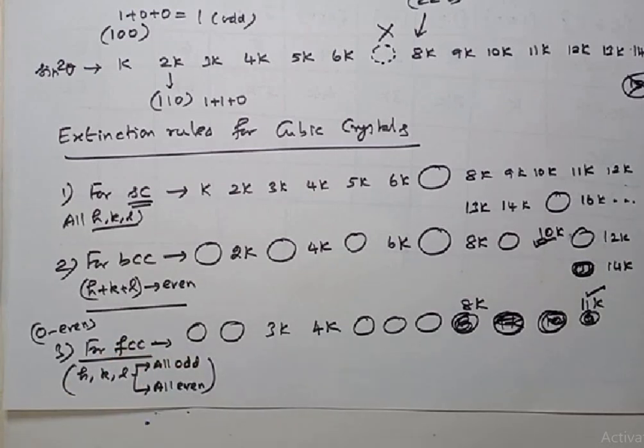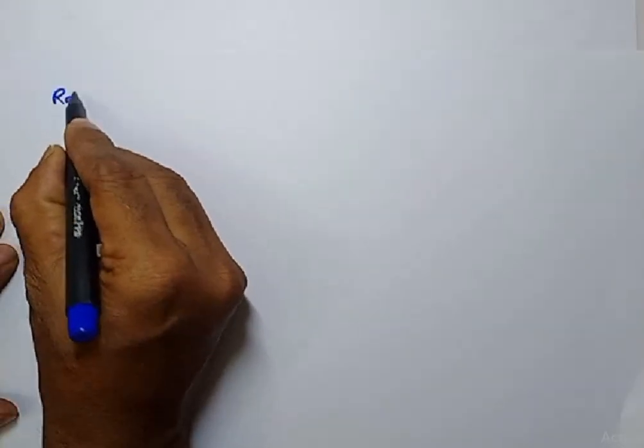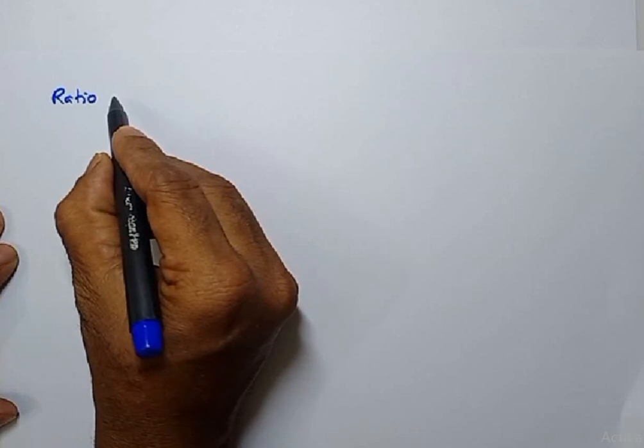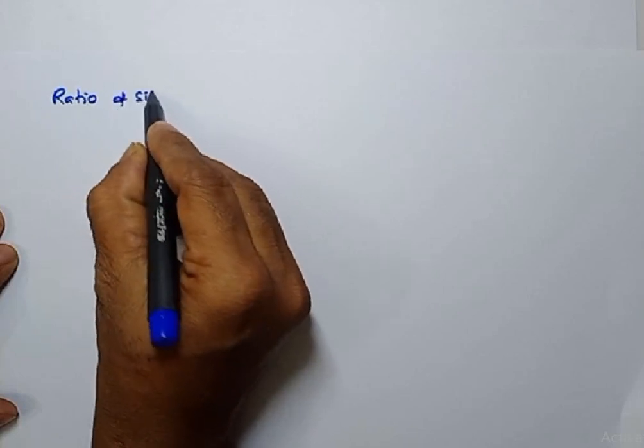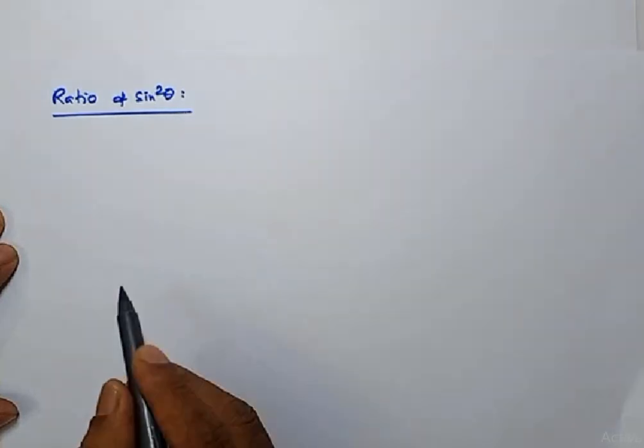Listen. Up to this, any doubt? Now I'm going to write these values in ratios. That is, I'm going to remove that K, which is somewhat confusing, right? So I'll remove the K and write the ratios of the peaks. I'm going to take ratios of sine square theta. If I take the ratio, what values will we get?